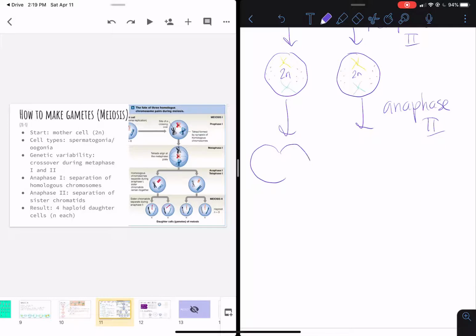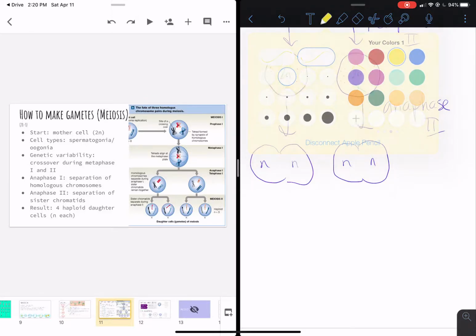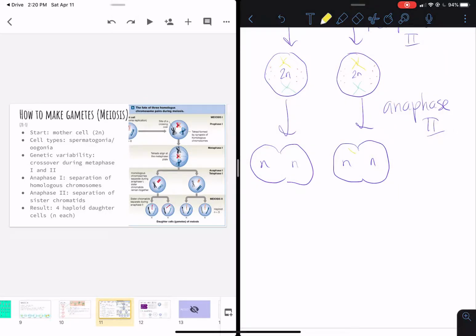And then we get our nice bubbles. And then we get N, N, N, N. And chromosome, chromosome, chromosome, chromosome. And then we get five chromosomes in each of the four cells.